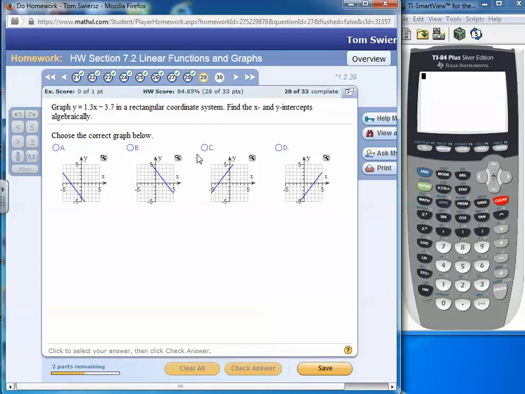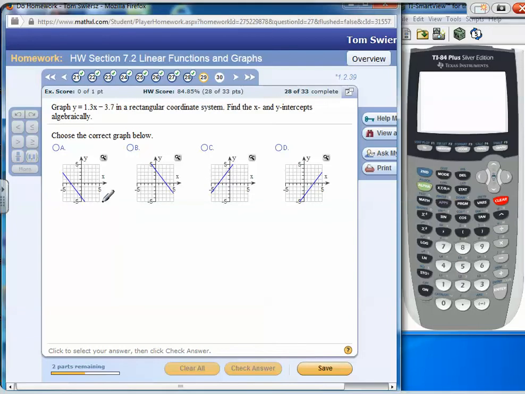All right, homework number 29, graph y equals 1/3 x minus 3.7 in a rectangular coordinate system. Find the x and y intercepts algebraically. Okay, now, algebraically means we're going to solve it by putting in 0 for x to solve for y intercept, and then 0 for y to solve for x. So again, to get the x-intercept, you put y equals 0.